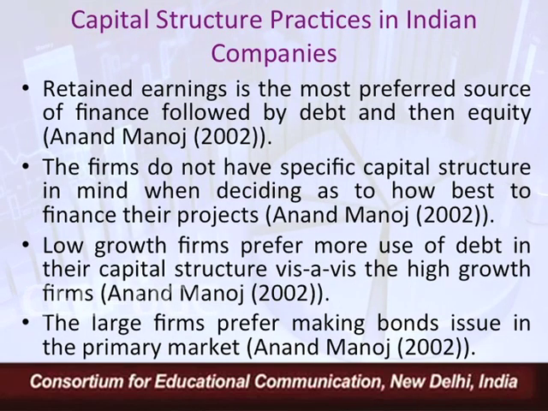Now let us also talk about capital structure practices followed by Indian companies. Based on various researchers' analysis, retained earnings are the most preferred source of finance, followed by debt and then equity. It is also found that firms do not have a specific capital structure in mind while deciding how best to finance their projects. Low growth firms prefer more use of debt in their capital structure vis-a-vis high growth firms. The large firms prefer making bond issues in the primary market.